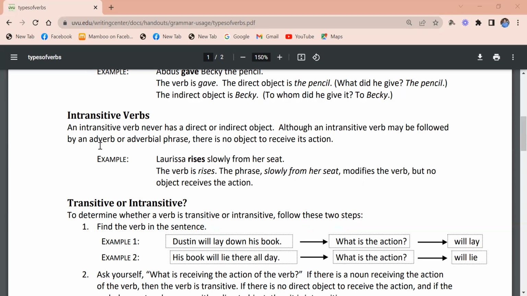Example, Lorisa rises slowly from her seat. Of course, the subject is Lorisa. The verb is rises. Then slowly, what part of speech do you consider the word slowly? It is an adverb. Slowly from her seat is an adverbial phrase. So it means it is an intransitive verb. Okay?